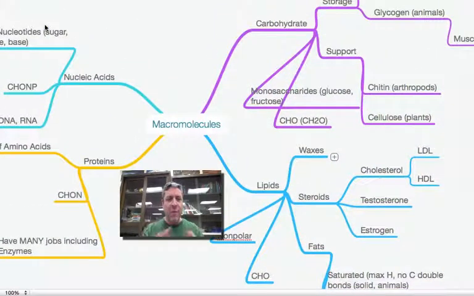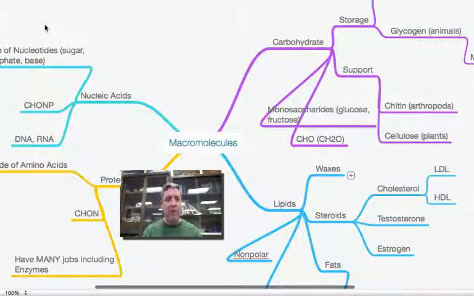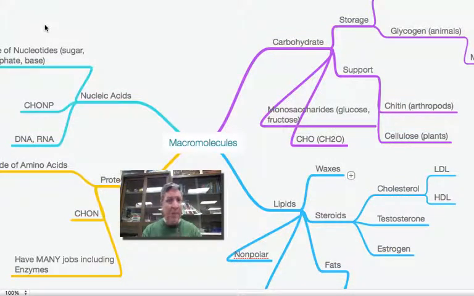We have a test tomorrow, and I'm hoping that this will help you get ready. Macromolecules was the area that you said you needed the most help on. Most people said they were okay with pH and okay with enzymes, but we needed a little more help with the macromolecules. So I made this mind map, and mind maps are an incredible way to see things.